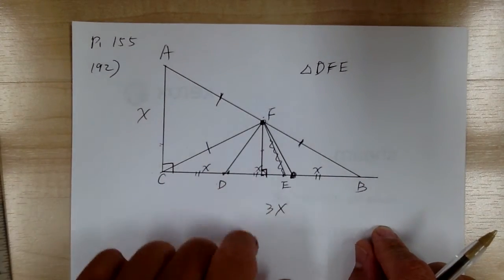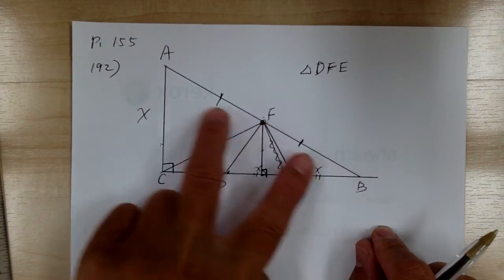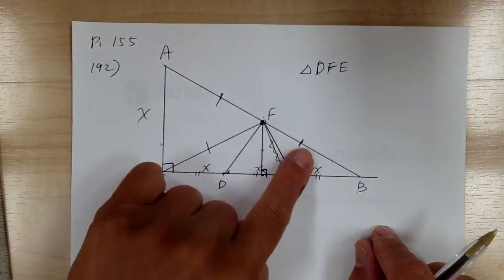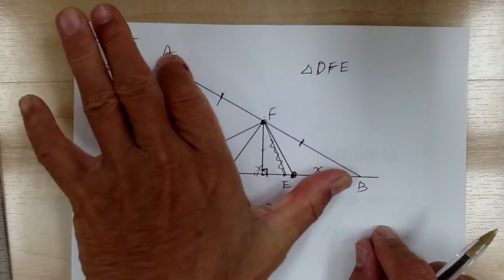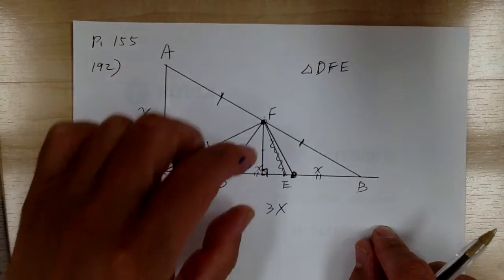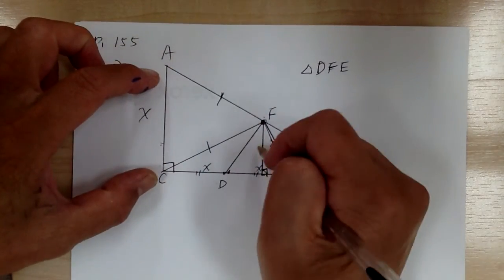So this is half of that, right? So because of this hash mark, this is half of that. So that means this would be equal to half of this. So this would be x over 2.